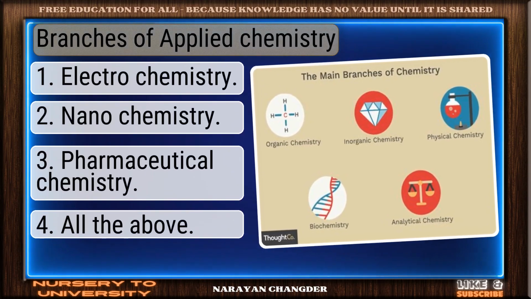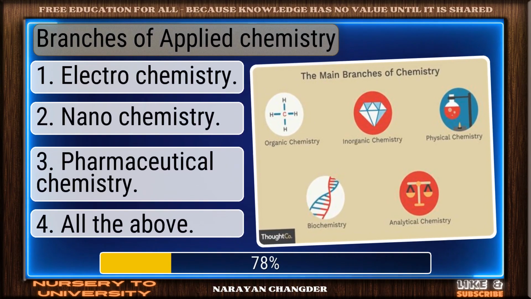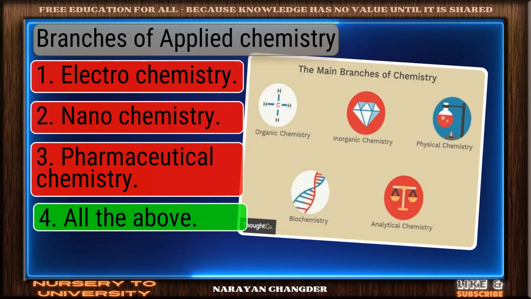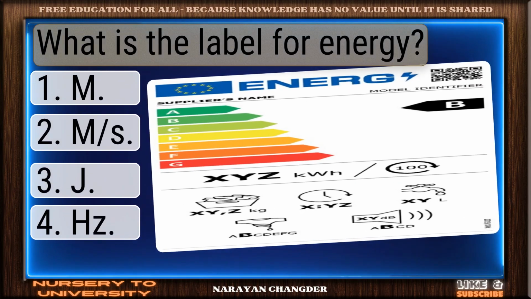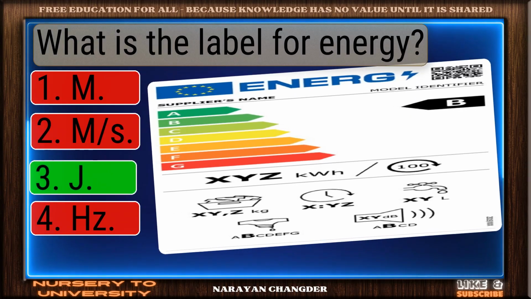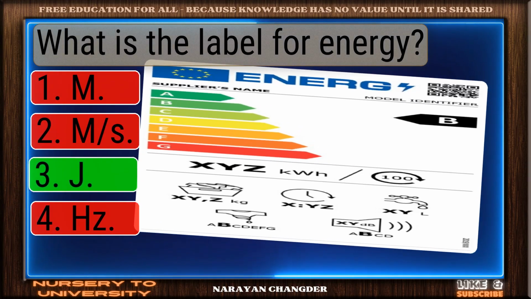Branches of applied chemistry. Right choice. All the above is the best answer. What is the label for energy? You got it. Your choice, J, is right.